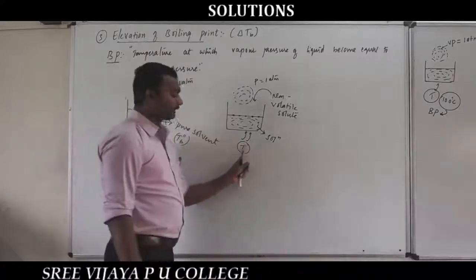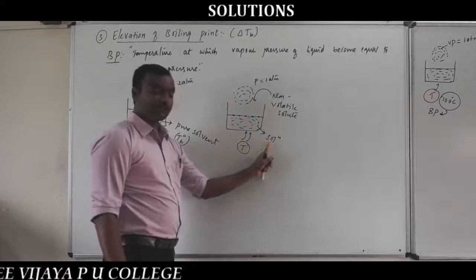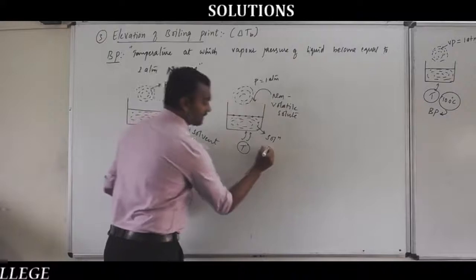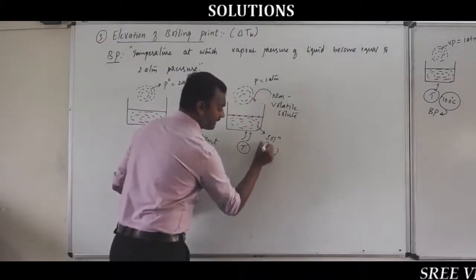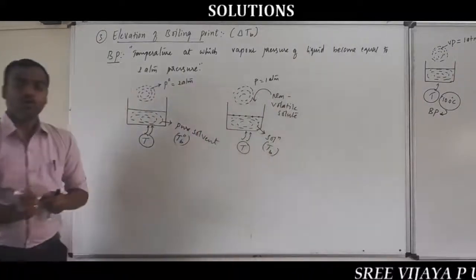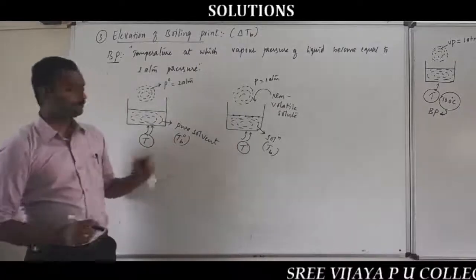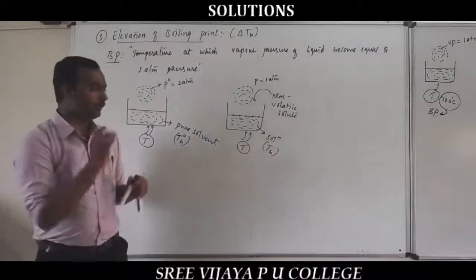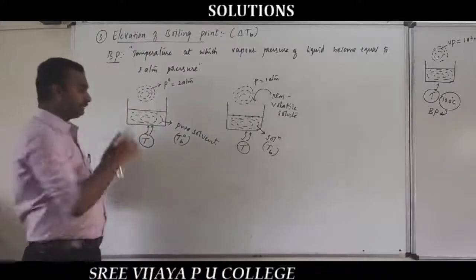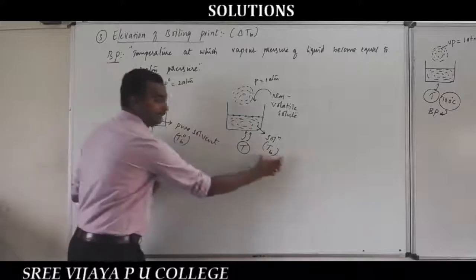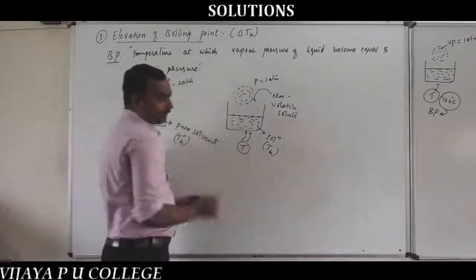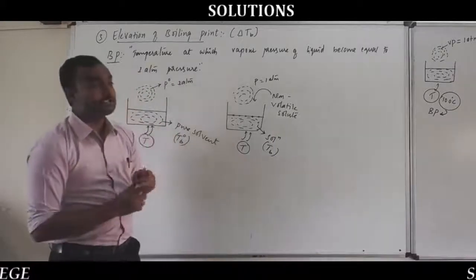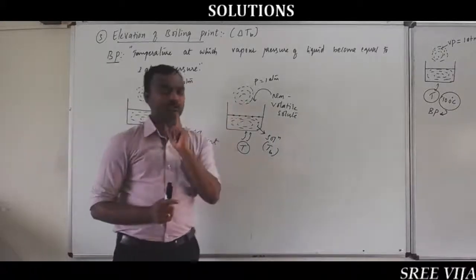Now for the solution, at a particular temperature the vapor pressure of the solution becomes equal to 1 atmospheric pressure. That temperature is taken as the boiling point of the solution, TB, where T0B is the boiling point of the pure solvent and TB is the boiling point of the solution. Now we have to observe T0B and TB. Compared to the pure solvent, is the boiling point of the solution higher or lower? That you have to discuss.